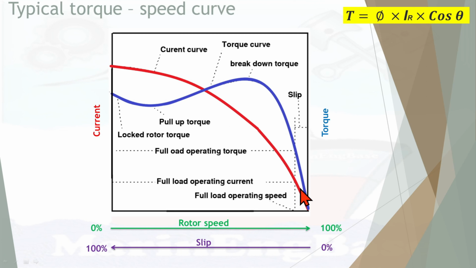Right? So in this curve, we can see that if the motor operating point is this part, this is the full load operating current, and this is the full load operating torque. This will be the torque, the slip. And in this diagram, this point of the torque curve we call the locked rotor torque, this point the pull up torque, and the peak one we call the breakdown torque.